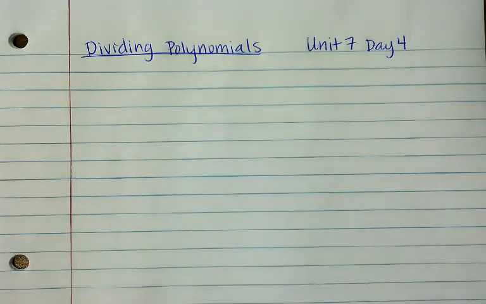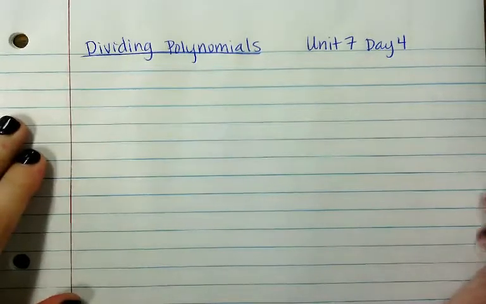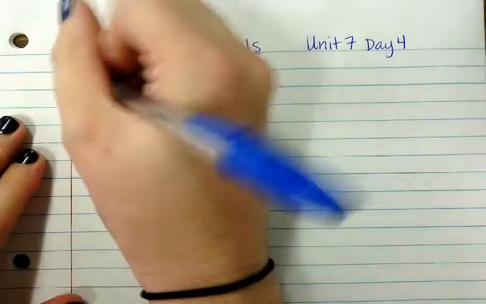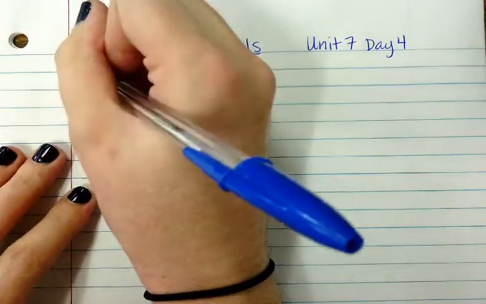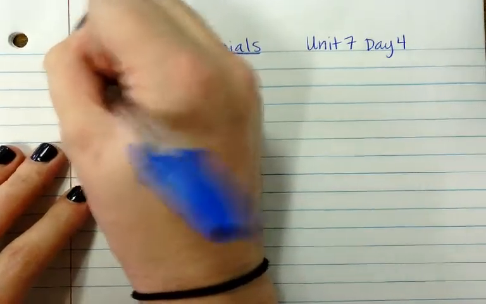All right, so guys, we're going to be talking about dividing polynomials today. So quick refresher, when you divide a monomial by a monomial, we are going to be following our power to power rule, or our quotient of powers rule here.